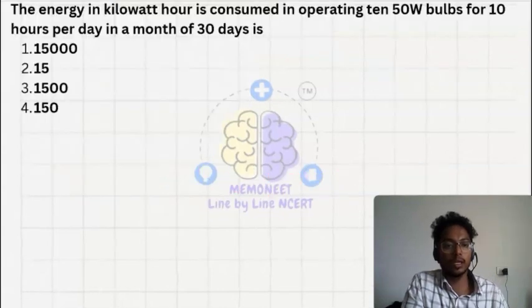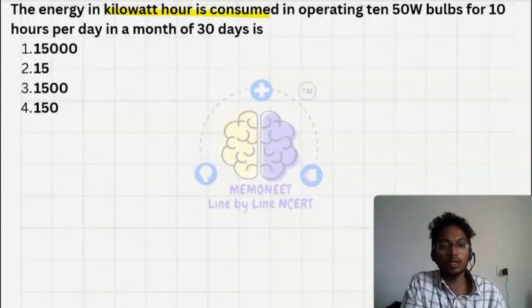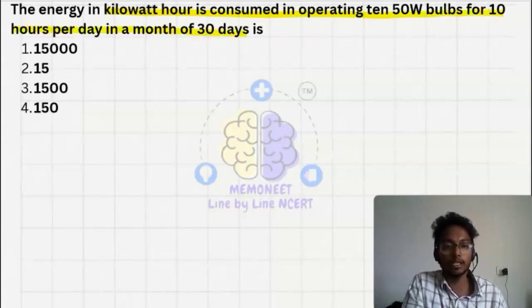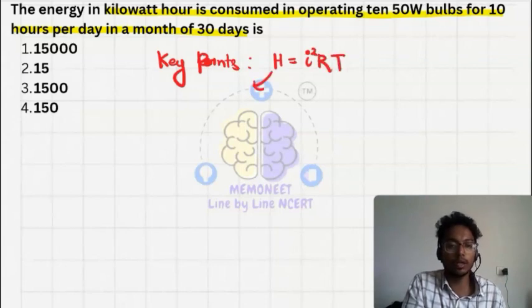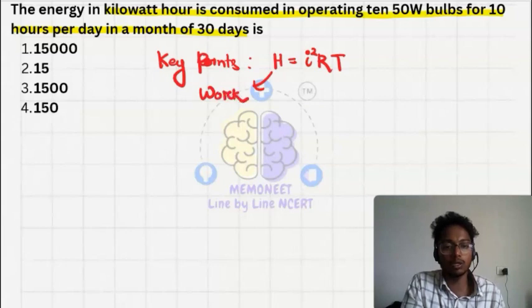Let's see this question. The energy in kilowatt hour consumed in operating 50 bulbs for 10 hours per day in a month of 30 days. Before I go to the question, I just want to discuss some key points. We know that the heating effect of current H is equal to I square R into T. Here H is what? It is a type of work, or energy.